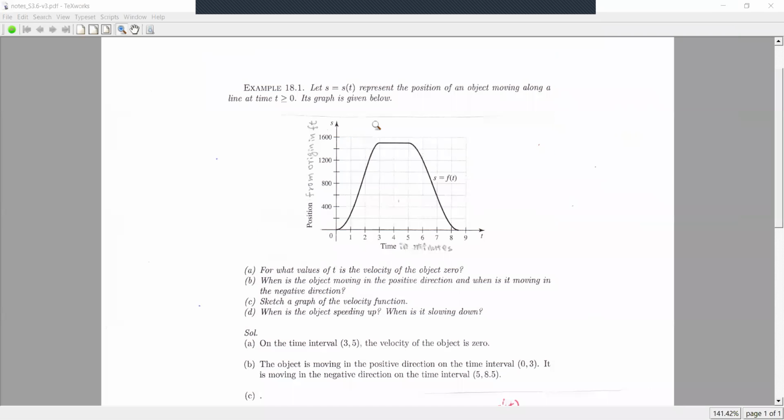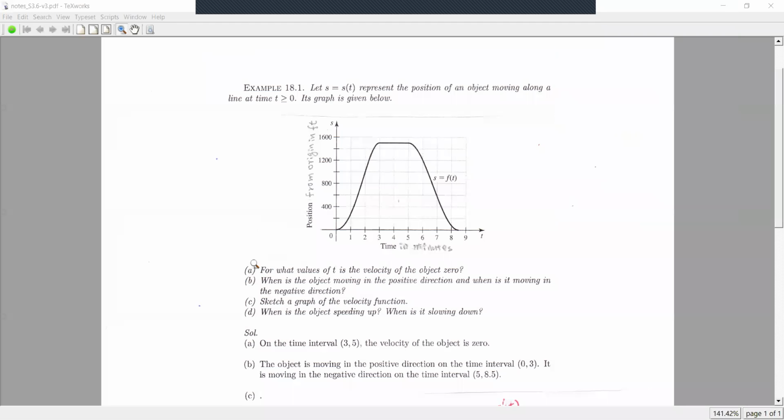From this diagram, we can see that between 3 and 5, the position of the object is a constant. It is about 1,500 feet. So between 3 and 5, the object doesn't move. Therefore, the answer to part A is: on the time interval from 3 to 5, the velocity of the object is 0.